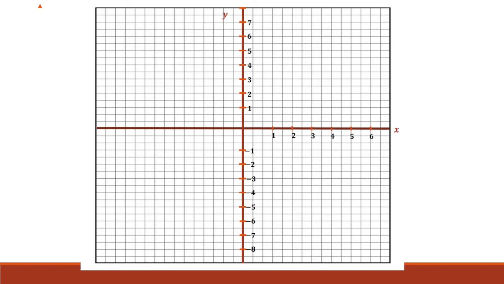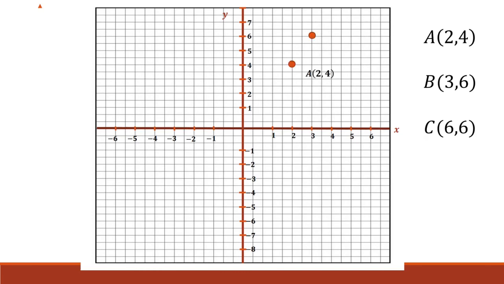So to plot this on our graph, as usual, we need the x and the y-axis. I'll need the positive and the negative side of the y, and also the positive and the negative side of the x-axis. The first points given to plot were A(2, 4), B(3, 6), and C(6, 6). So quickly we plot them. So we join the points together to form the triangle ABC.